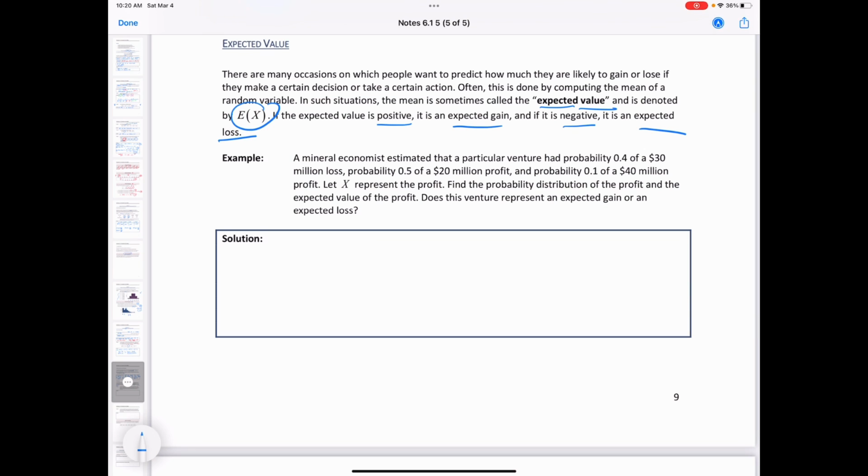And look at this problem. It says a mineral economist estimated that a particular venture had a probability of 0.4 of a $30 million loss, 0.5 of a $20 million profit, and 0.1 of a $40 million profit. Let X represent the profit. If you make a table of this, it's real easy to do. And like this one gives you a hint. It says find the probability distribution of the profit and the expected value. And then you want to know, is it an expected gain or an expected loss?